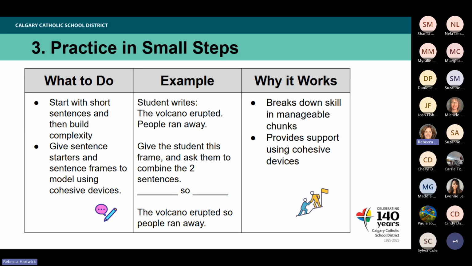sentences. So again, the only support that you've provided here is kind of like a blank and then put so in the middle and then a blank, and see if the student could combine the volcano erupted, so people ran away. And they now have had explicit instructions on using the word so, which is a great cohesive device. And why does this work? It breaks down the skill in manageable chunks. It also provides support using cohesive devices. So sentence frames would be a scaffold that we could provide for all of our students to help them start using more cohesive devices effectively.